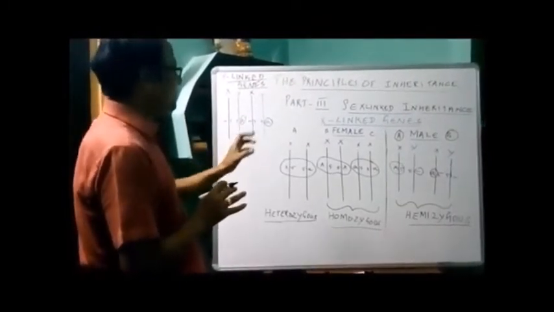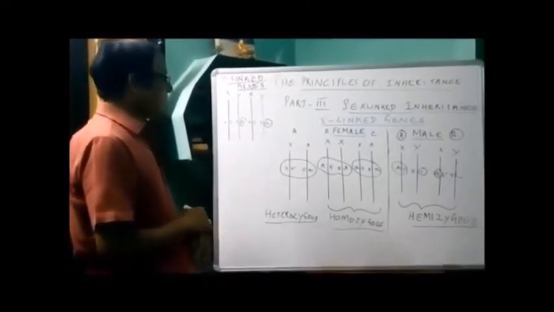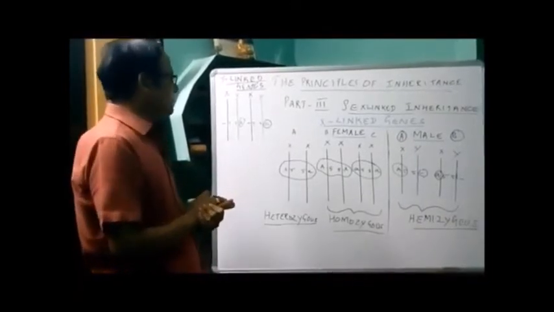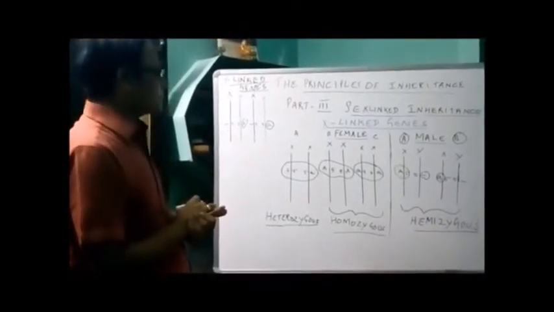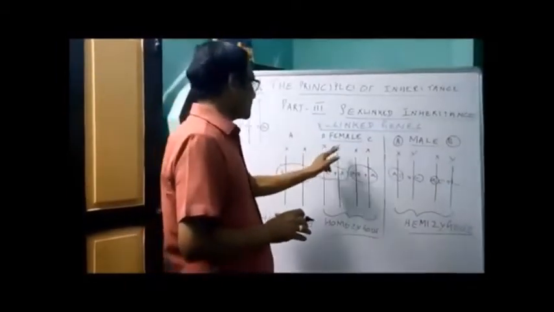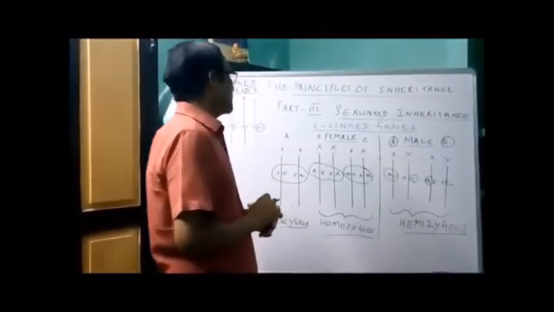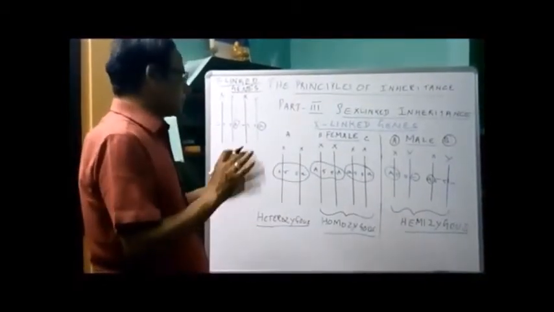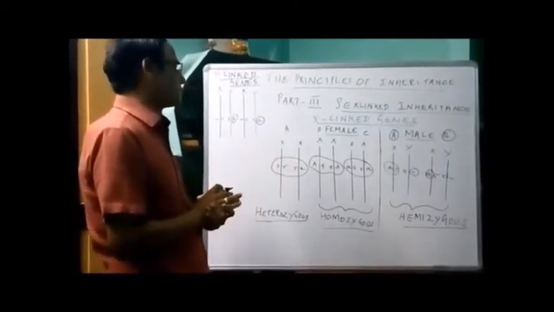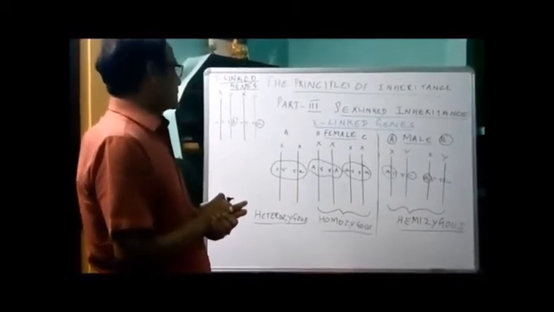This is what we have: Y-linked genes and X-linked genes. So anyway, Y-linked genes are present only in males, whereas the X-linked genes are present both in females and males. You can see the X-linked genes are present in both males and females, unlike the Y-linked genes, which are present only in males. This is about what we call the Y-linked genes. From the pictures you can understand what is a Y-linked gene and what is an X-linked gene.